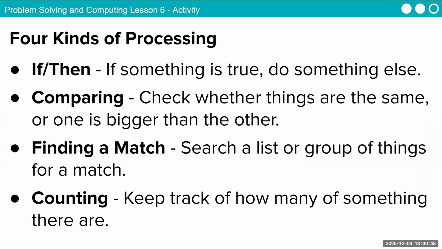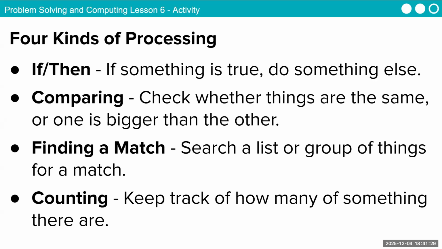We are going to talk about four different types of processing that a computer can use. Now, there are many more than four types of processing, but these are the only four we're going to focus on today. If-then: if something is true, do something else. If you're in my class, for the assignment, whenever you choose if-then, you need to use both those words in your statement. If I click this button, then it will bring me to a new screen.